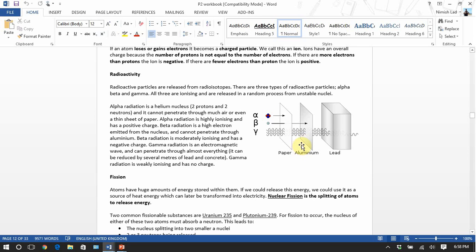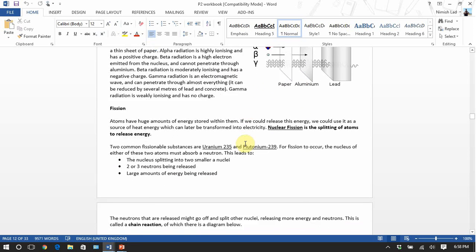So that's 1/2000 or 0. Gamma radiation is an electromagnetic wave, no mass, no charge, highly penetrating, but the least ionizing, weakly ionizing out of all of these, and that's because it has no charge. You can reduce it, you can absorb some of it by using several meters of lead or concrete.